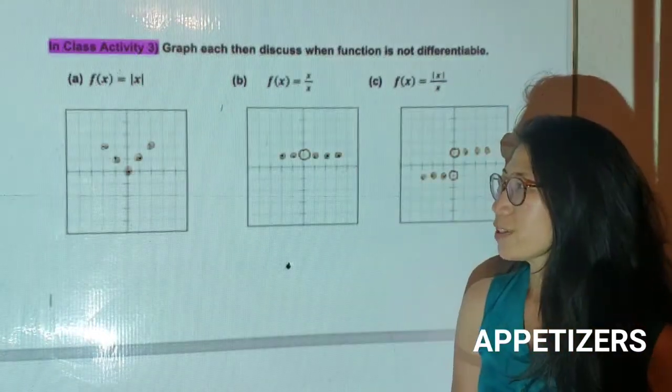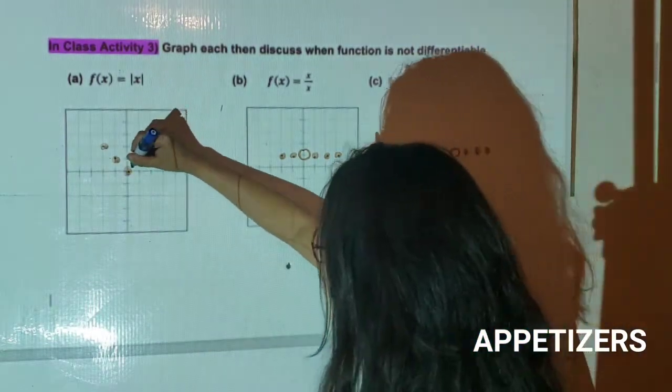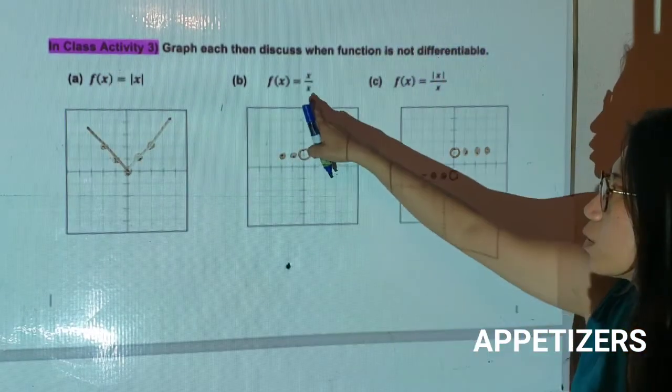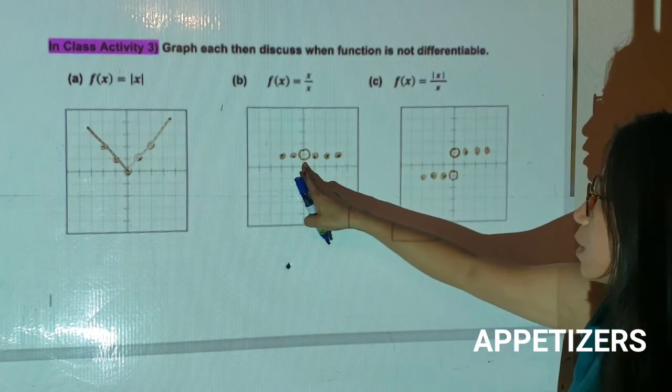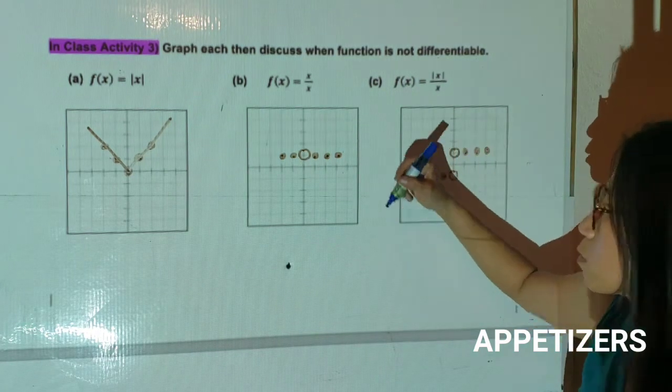So I plugged in points, and these are the points I plugged in, and I hope that you got the same ones. I just plugged in 2, 1, 0, -1, -2. And then here I cannot plug in 0, so I left it as a hole. The rest of them I just plugged in.